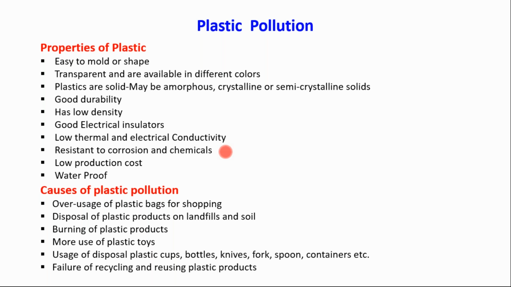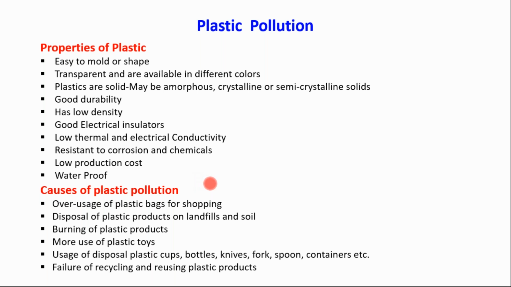Then low production cost. The cost of plastic material is very low as compared to materials like steels, that may be mild steel, that may be stainless steel, etc. And these plastics are waterproof. So these properties have always motivated factories, companies and industries to use plastic instead of metal wherever possible, and that is why the use of plastic is going to increase day by day in our routine life.